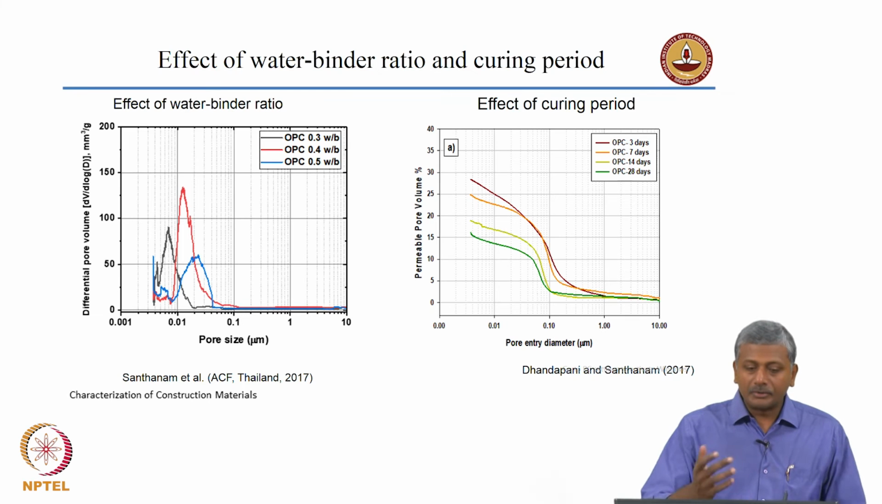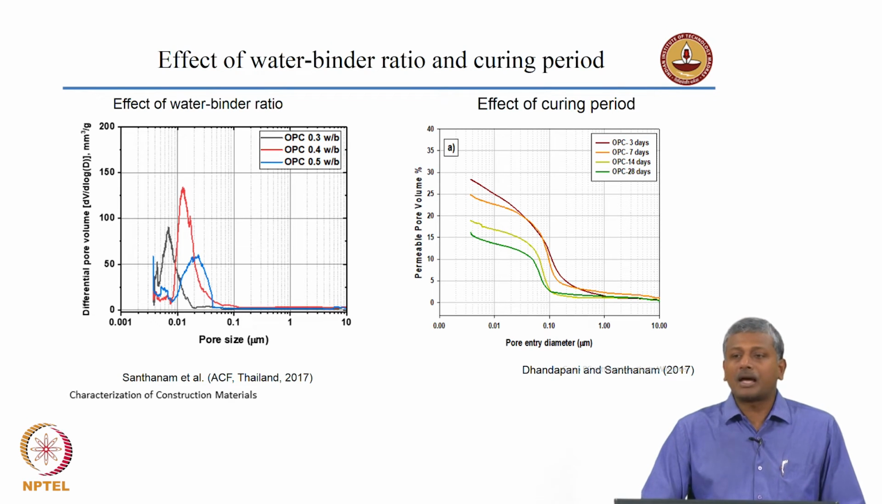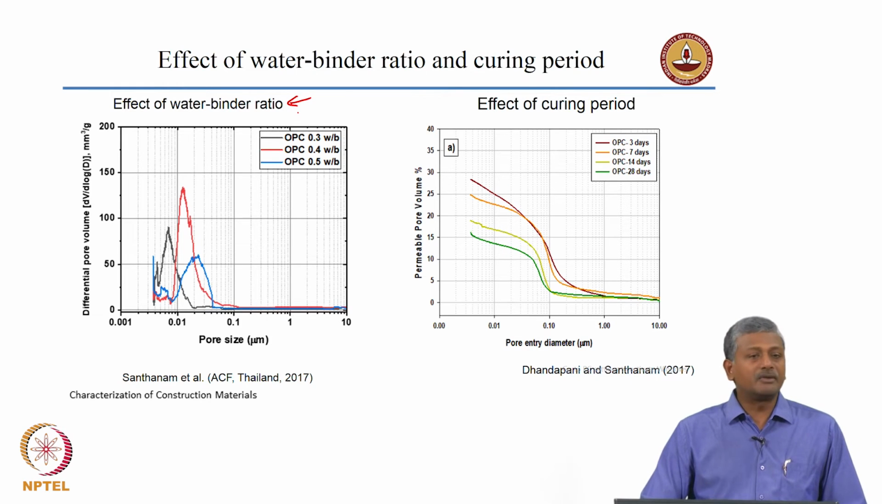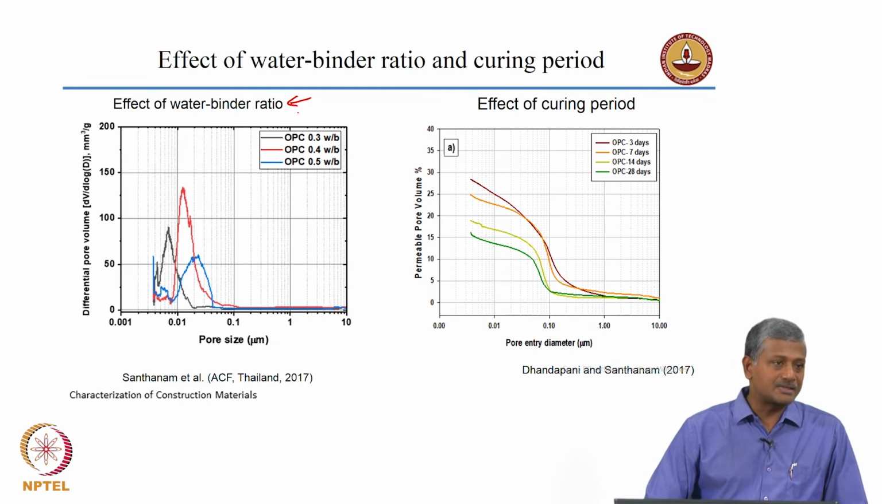Okay. So, let us now take a look at what happens to the cementitious systems when you do minor changes to the composition. One is obviously the effect of water binder ratio. We know that very well, that when you reduce the water binder ratio, you tend to reduce the porosity of a concrete system. But what is more interesting is you also get a reduced size of the pores.